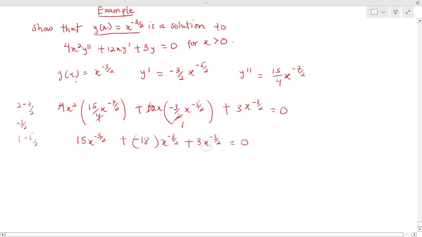You can clearly see that I have 3x to the power negative 3 over 2 here. I have 15x to the power negative 3 over 2. I can add them. So I'll have 18x to the power negative 3 over 2 minus 18x to the power negative 3 over 2 is equal to 0. So when I subtract this, I'm getting 0 equals 0. Therefore, it is a solution to our problem. That is it. So therefore, y of x, which is equal to x to the power negative 3 over 2, is a solution to our differential equation.